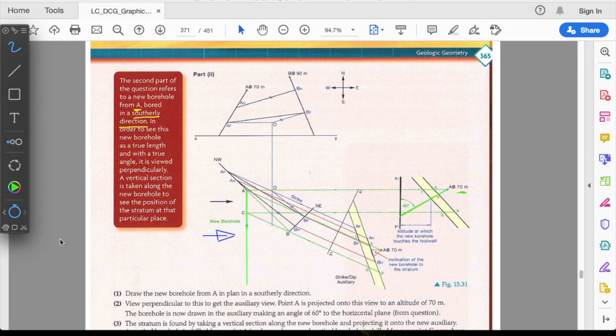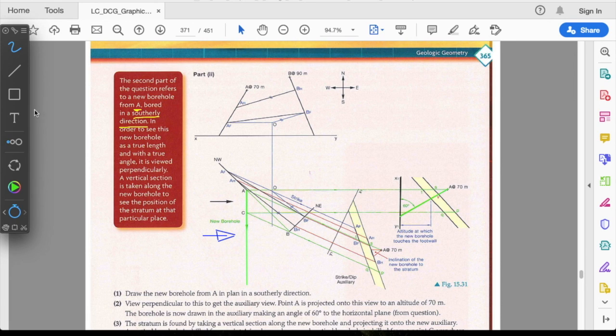Now, the second part of this part of the question is that it wants us to find where it hits the bottom surface of the stratum. What that means is that we need to find the stratum in this view. The problem that we have in finding it at the start is that our two lines for our stratum don't actually cross this line. So we need to do something a little bit different to be able to find where they go.